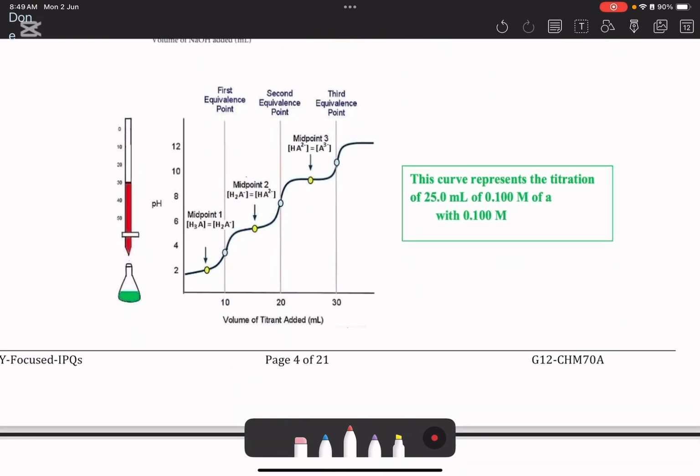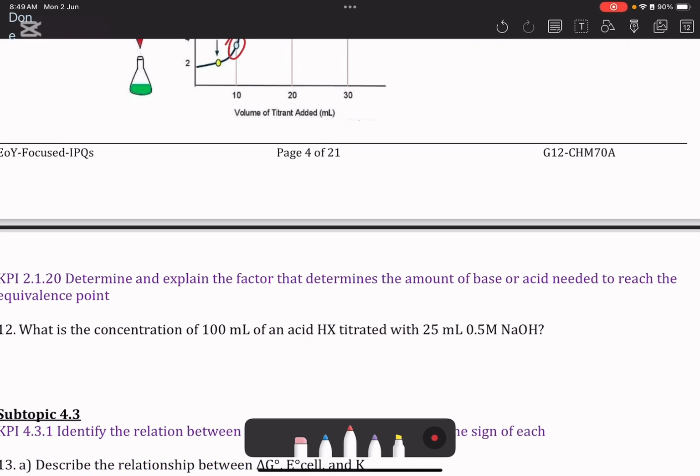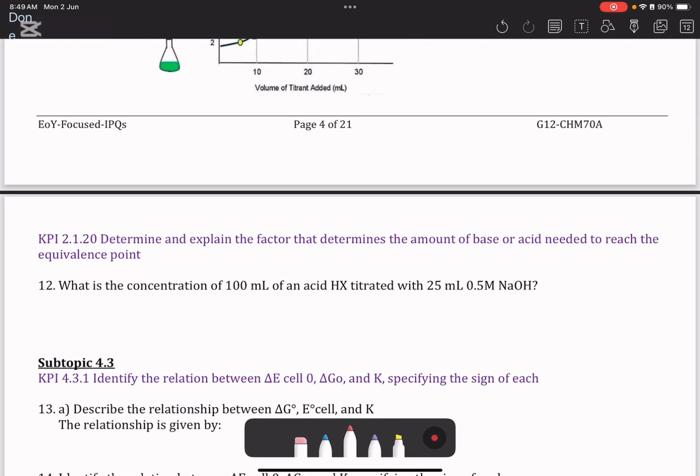Again, this curve represents the titration of what? 1, 2, 3 equivalence points. So in this case, I have a triprotic acid. Diprotic and triprotic acids are all weak acids except H2SO4. So let's take it with a strong base.